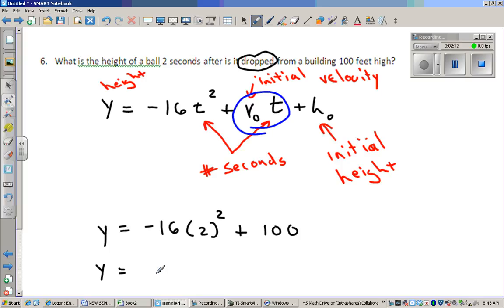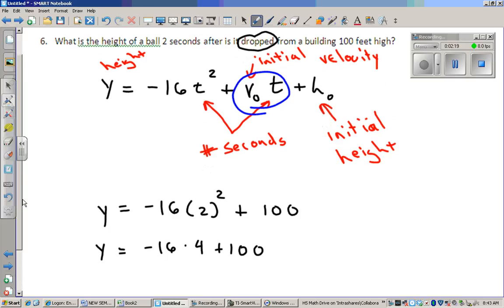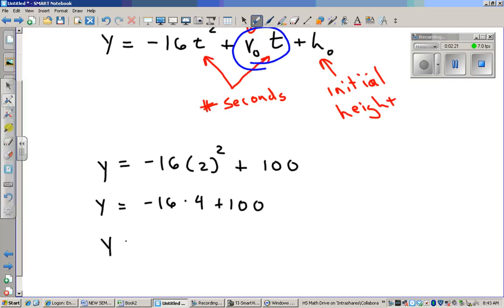So let's do some calculations here. We've got negative 16 times 4 plus 100. And that's going to be negative 64 plus 100, which gives me a final answer of 36 feet.